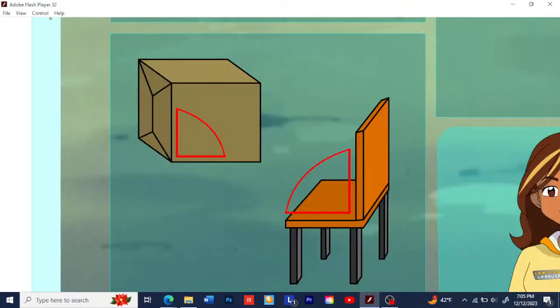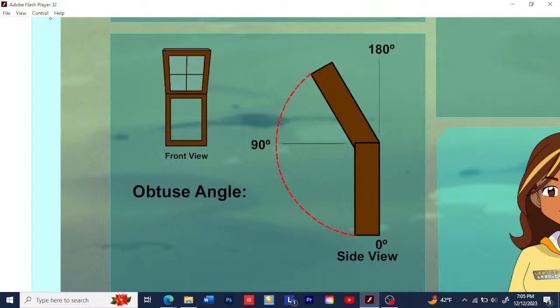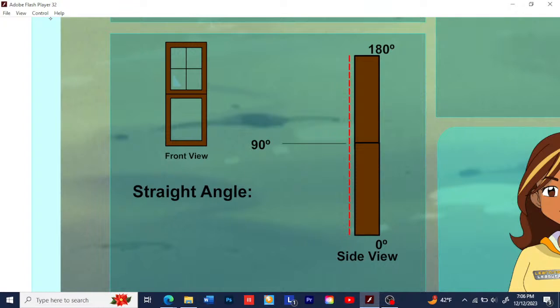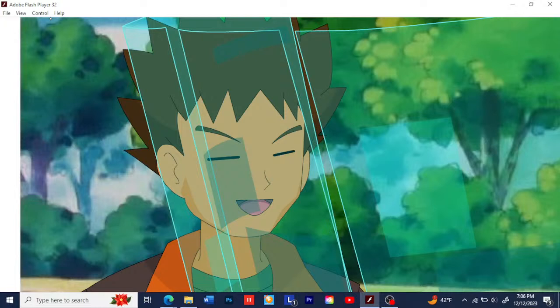Exactly. Now, let's shed some more light on this subject. Let's look at this window. When it's open, it forms an obtuse angle, which measures between 90 and 180 degrees. If you open the window as far as it will go, it forms a straight angle. Straight angles are straight lines and measure 180 degrees. All right, I think I've got what you're saying. Acute, right, obtuse, and straight all refer to angles of different measures. Right. I just need to remember which is which.